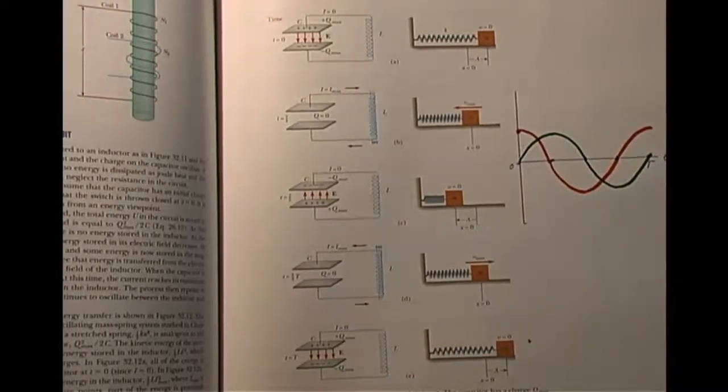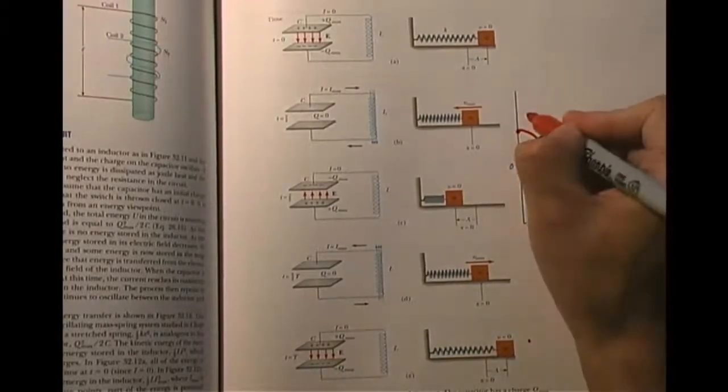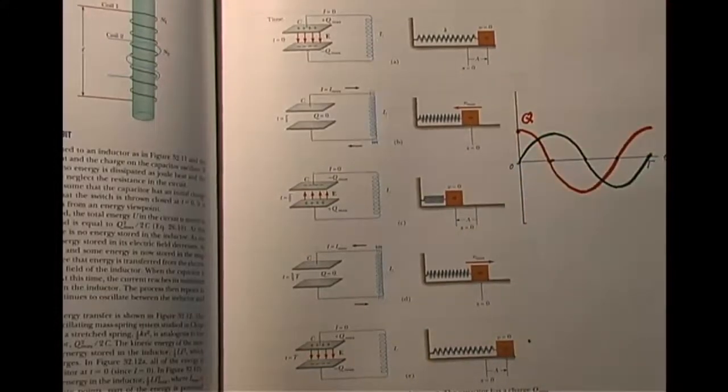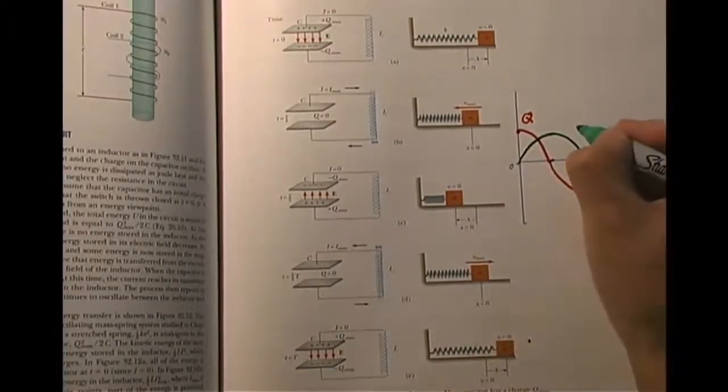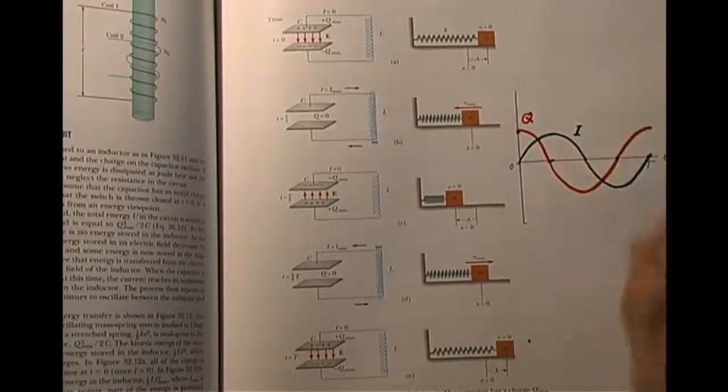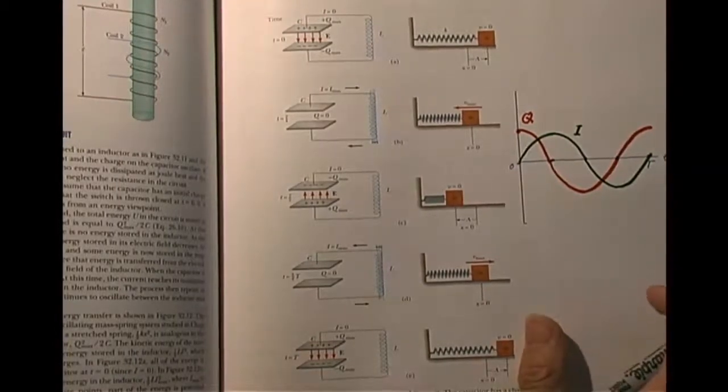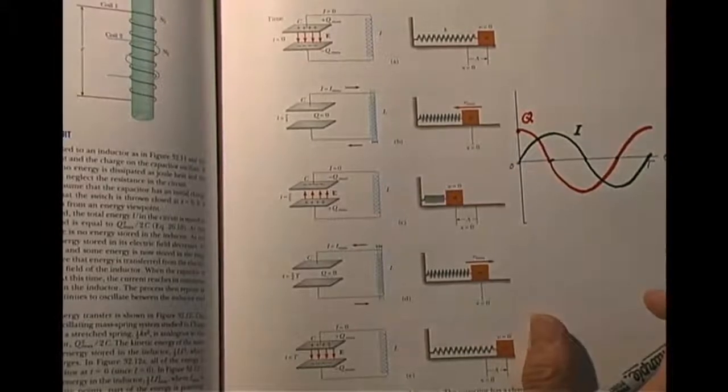So you see the red curve is how the charge on the capacitor changes as a function of time, and the green curve is how the corresponding current changes as a function of time. And of course, I equals dq/dt. So when Q is a maximum or a minimum, that means dq/dt at that moment is 0, which means current is 0. That is of course required by the conservation of energy.